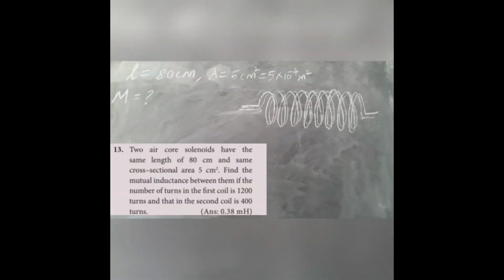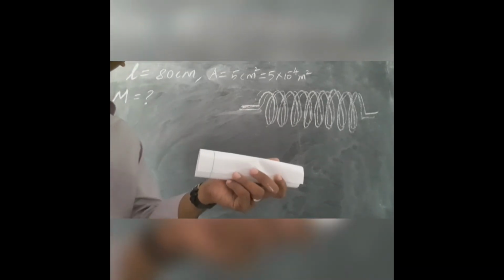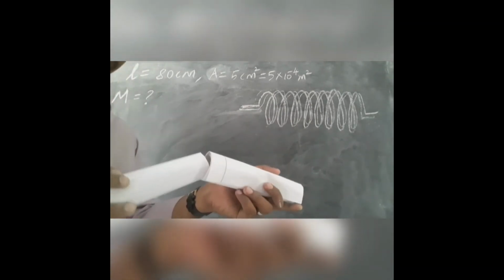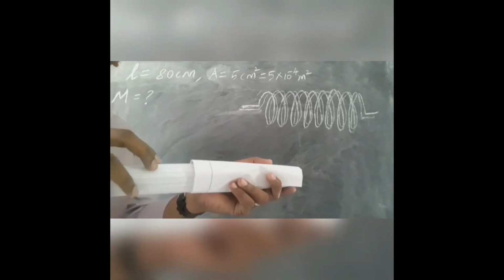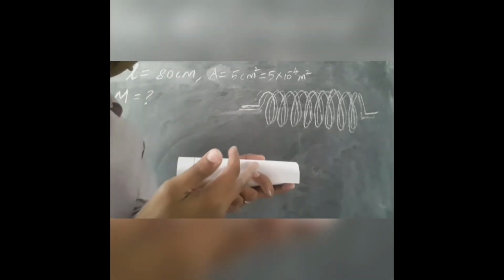Let us take the 13th problem. Two air core solenoids have the same length of 80 centimeter and the same cross sectional area of 5 centimeter square. Here there are two solenoids. So it is the first solenoid. In that one the second solenoid is inserted. So they both have the same length and the same cross sectional area. Imagine there are two solenoids with the same length and the same cross sectional area. Find the mutual inductance between them.